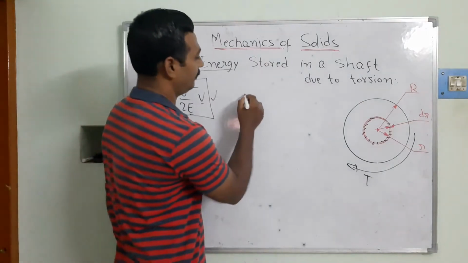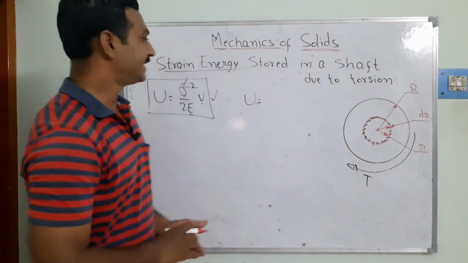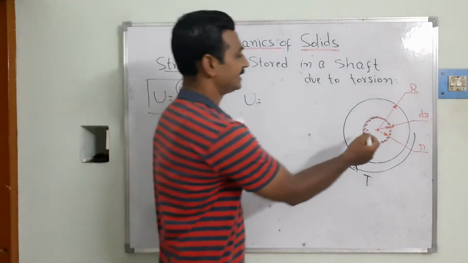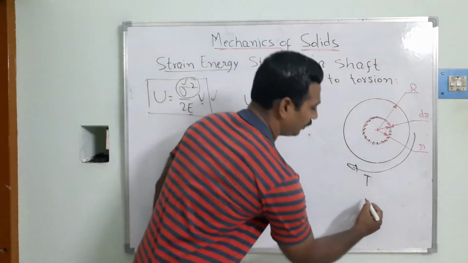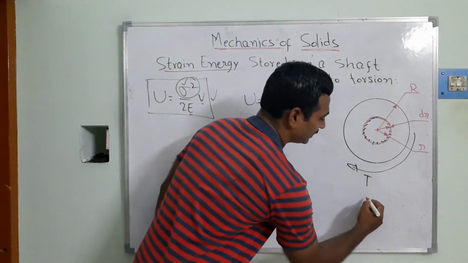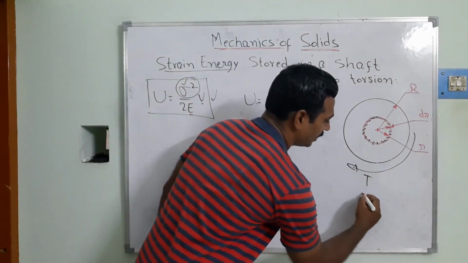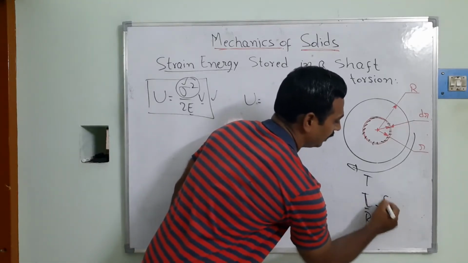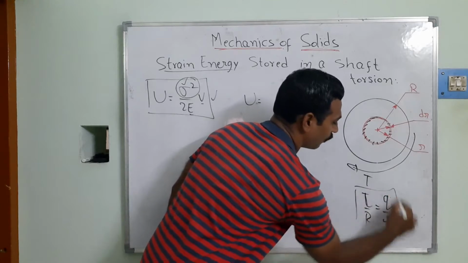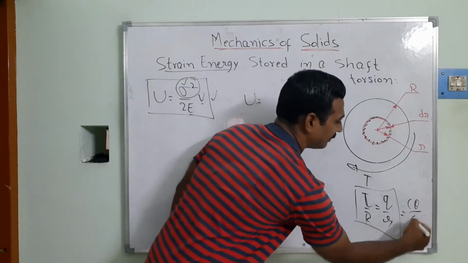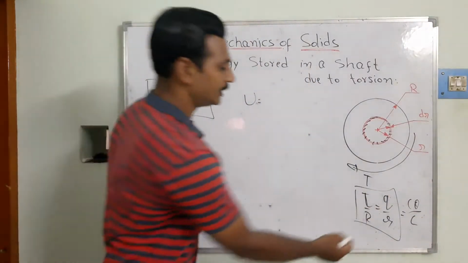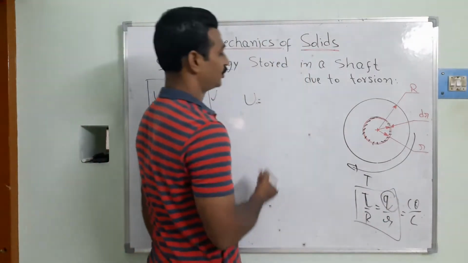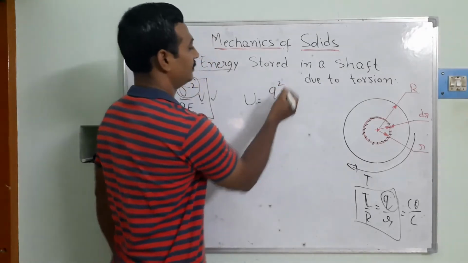U is equal to, in this case, the stresses developed due to the tensile forces, and here the stresses are going to develop due to torsion. We do have that governing equation. What are the governing equations? That is tau by r is equal to q by small r, which is the C theta by L. From this I am using this governing equation. In this case q is the shear stress developed, so we get q square.